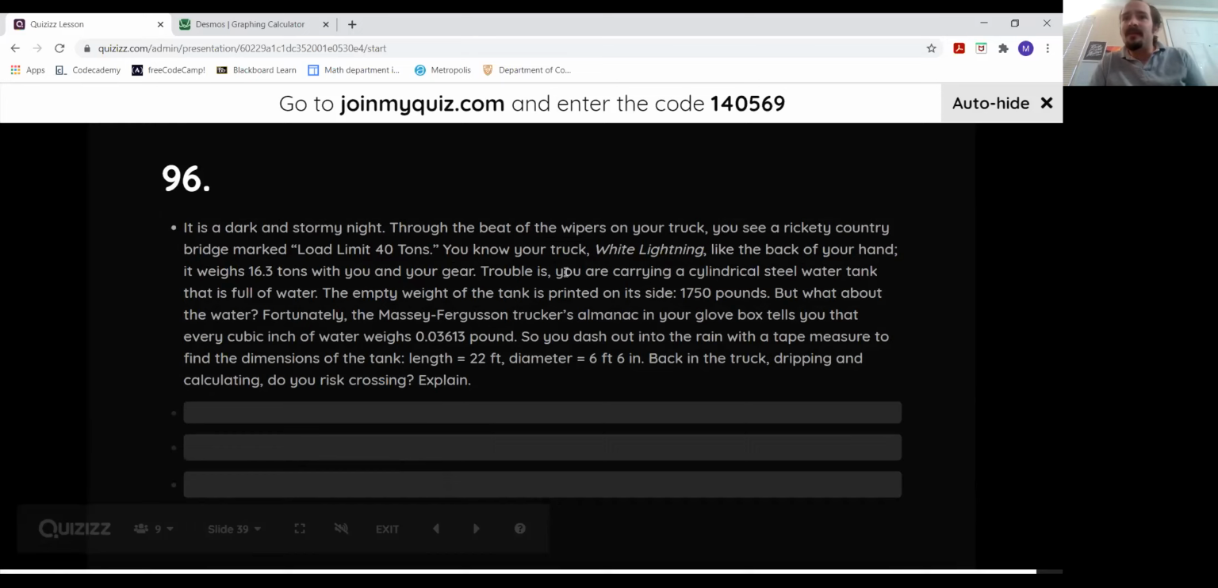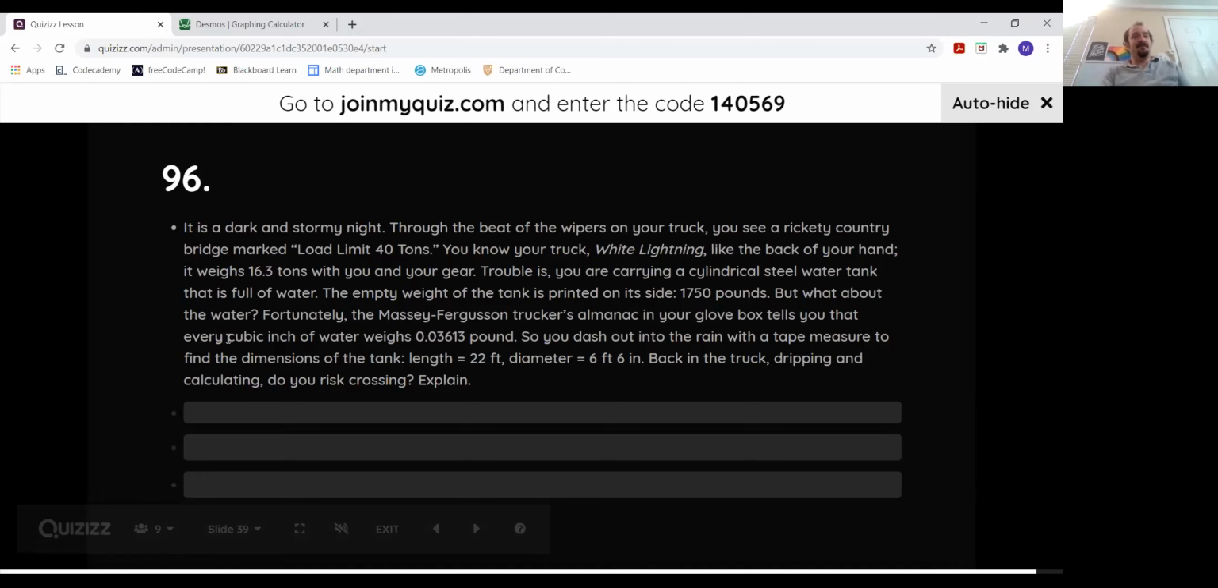Trouble is carrying capacity. Your truck is 16.3 tons. You're carrying a water tank that is full of water. The empty weight of the tank is printed on the side, 1750 pounds. And they give you this thing that tells you that water weighs this many pounds per cubic inch. So what we want to do is we have a tank. We have the dimensions of the tank. And we want to figure out how much the water weighs in the tank.